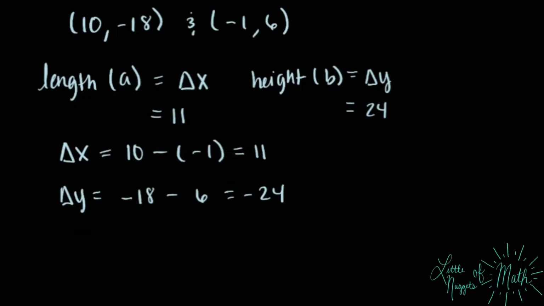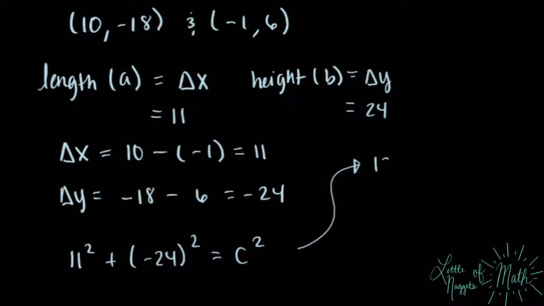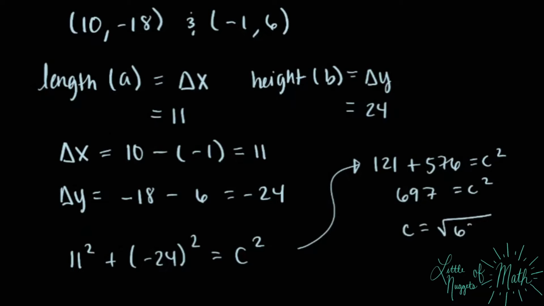In this case, because we're using the Pythagorean theorem, it doesn't really matter because when we square a number, we'll always end up with a positive. And so if we do 11 squared plus -24 squared, we'll get the same answer as if we used 11 and 24. 11 squared is 121. 24 squared is 576. And so when we add them together, we get 697. And so c is equal to the square root of 697.